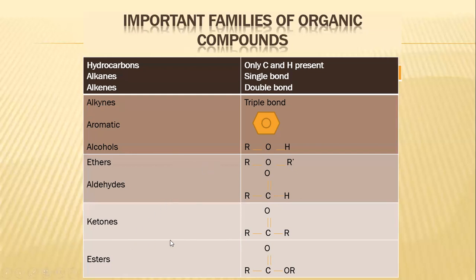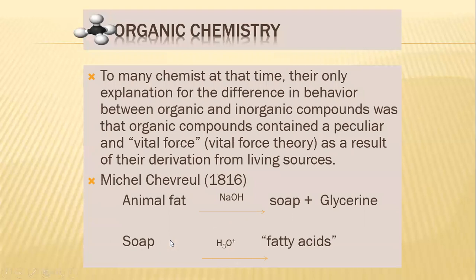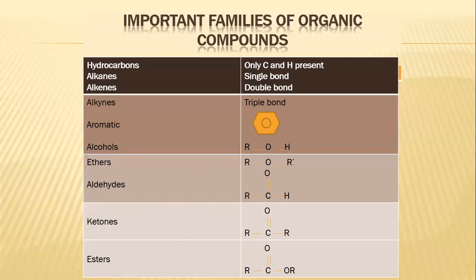Now, coming to the next group, the next one is the esters. You can clearly see here, esters. Ester: R, C double bond O, R.